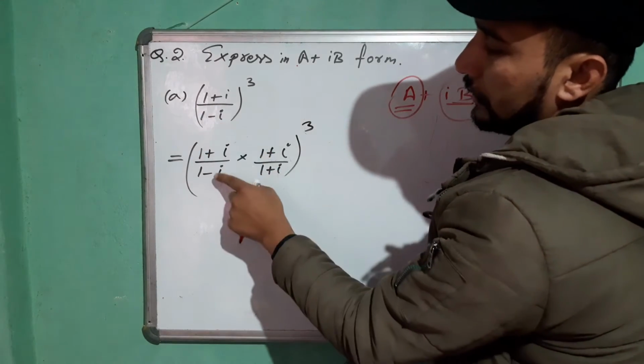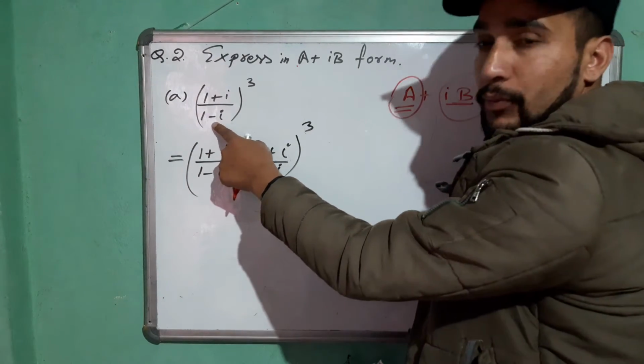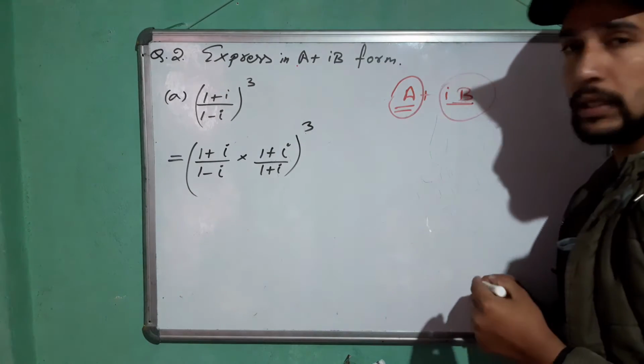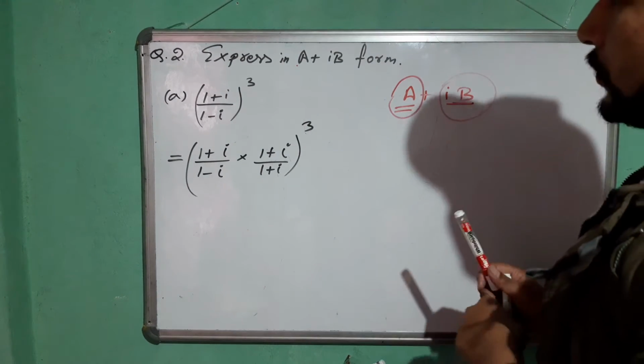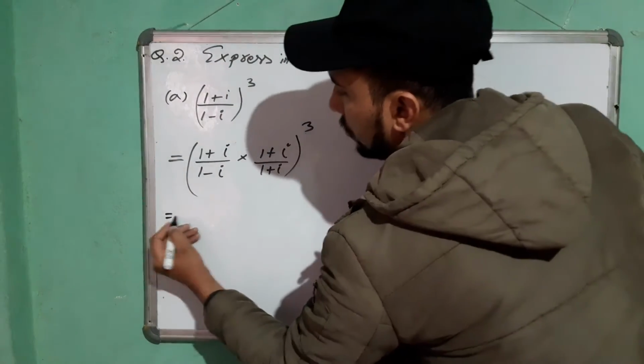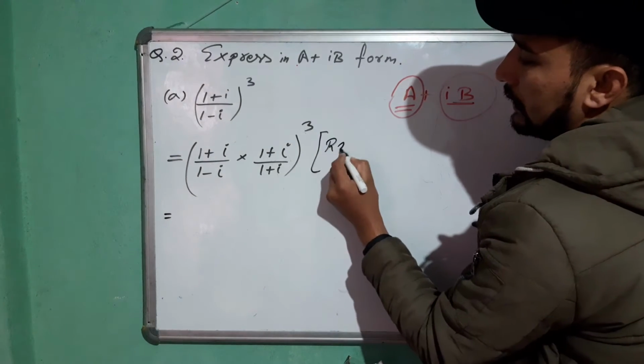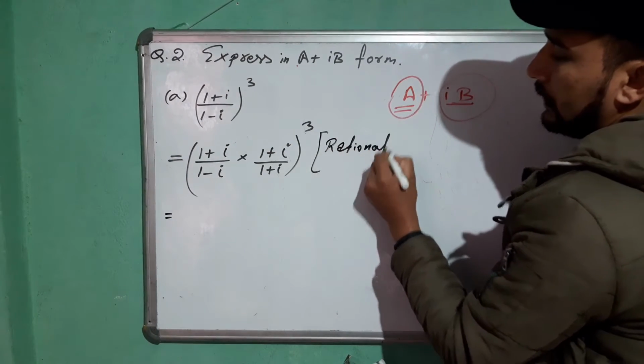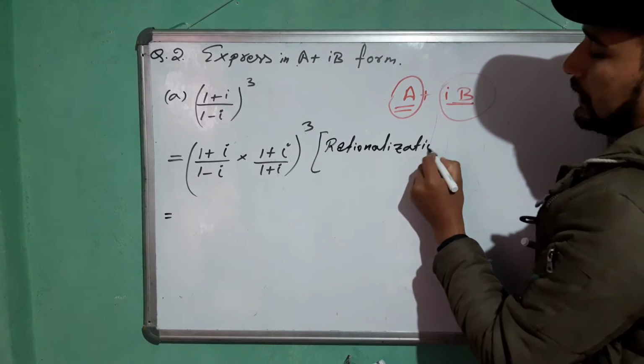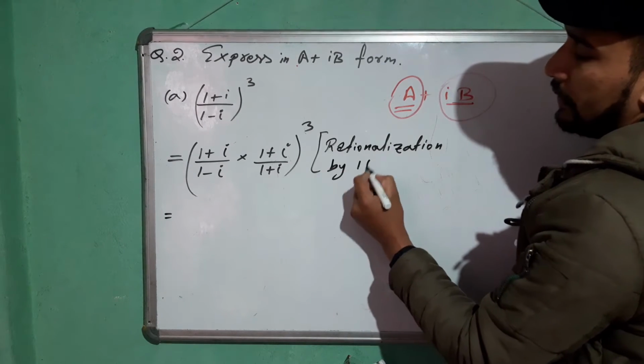If you have negative sign in denominator, you have to take positive sign. Okay, same value but with different sign. That you know, you have done in class 10. This is rationalization. Rationalization by 1 plus i.